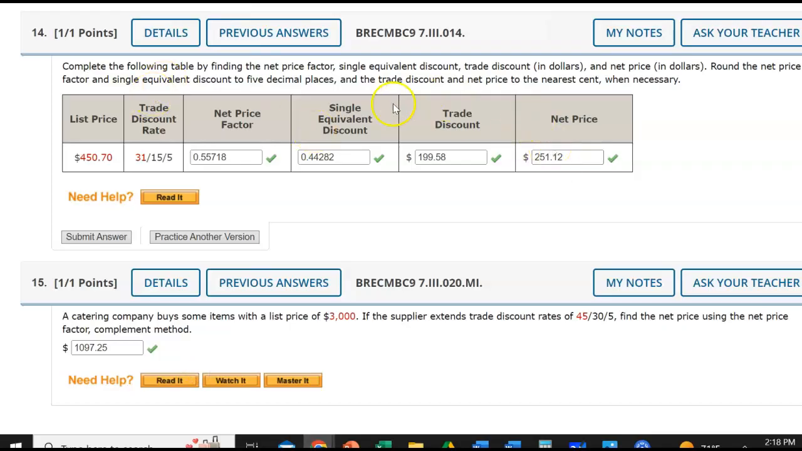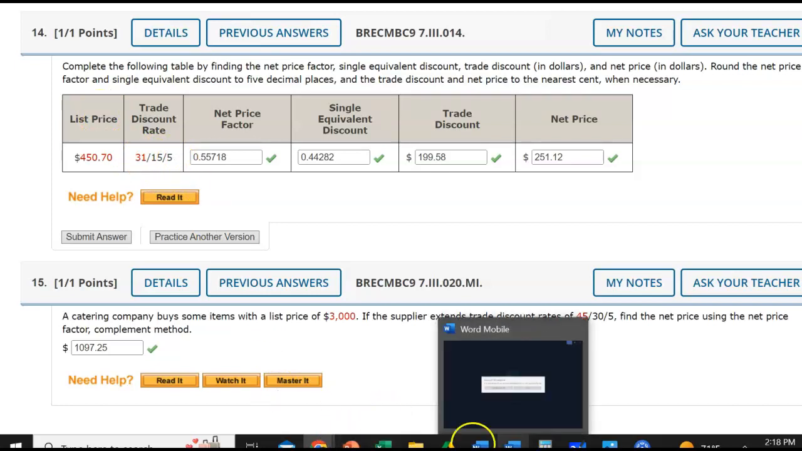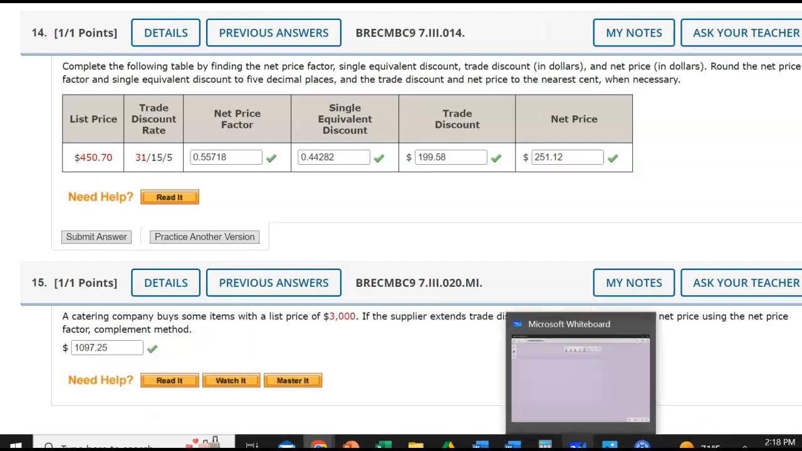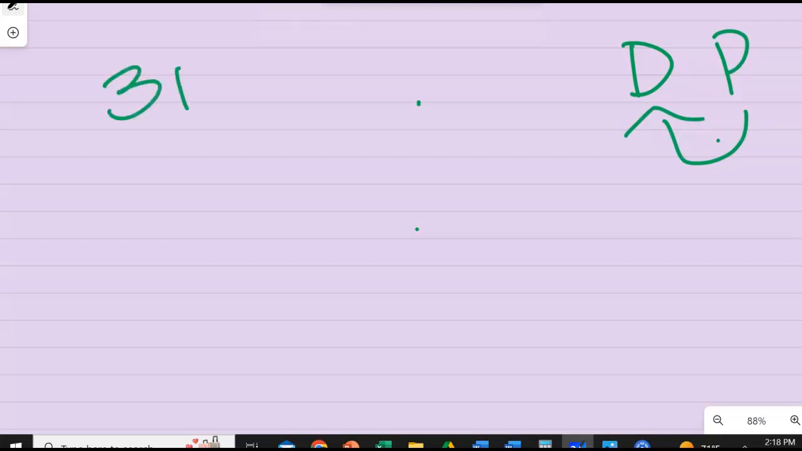We're going to continue calculating the net price factor. We have a trade discount of 31, 15, and 5. So our trade discount is as a percent. And remember, we want to change it to a decimal. So we need to move the 31 two places to the left. So that would be 0.31.